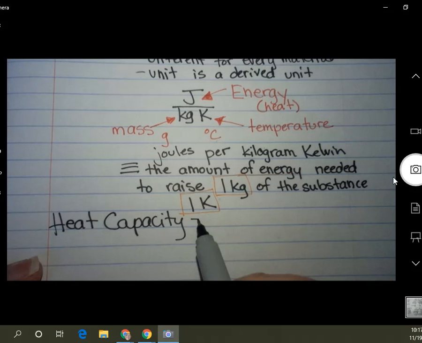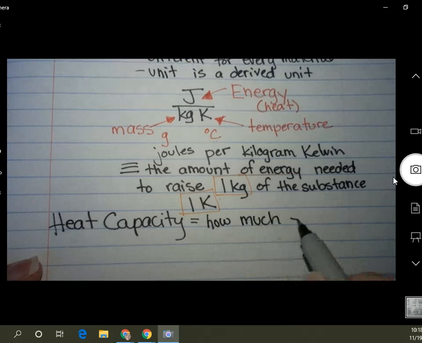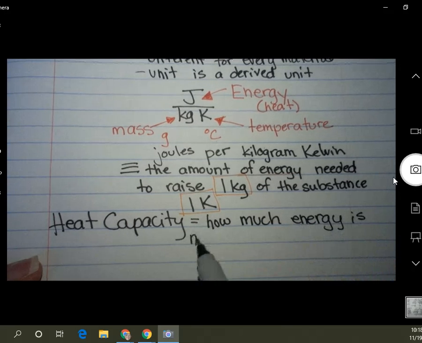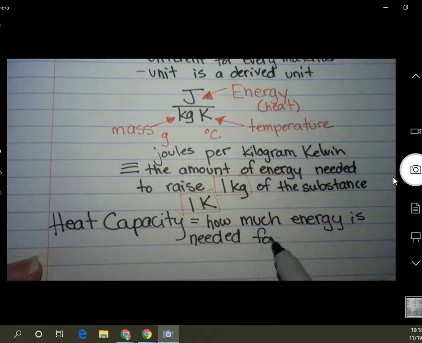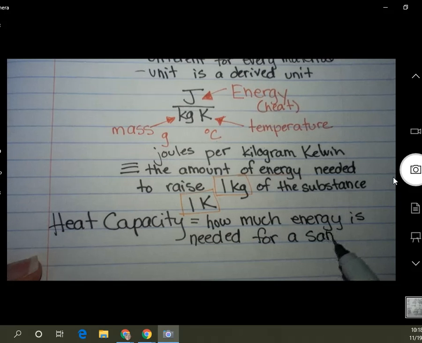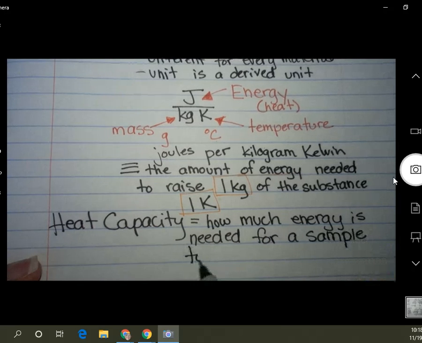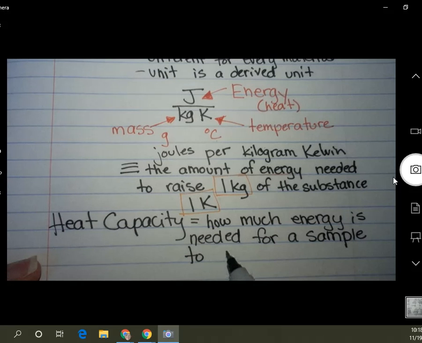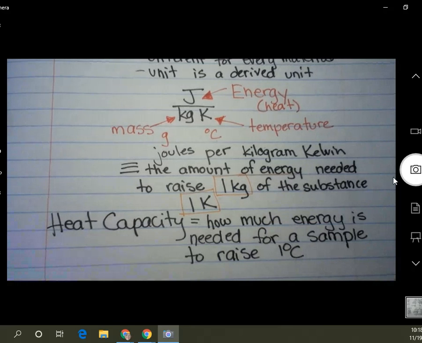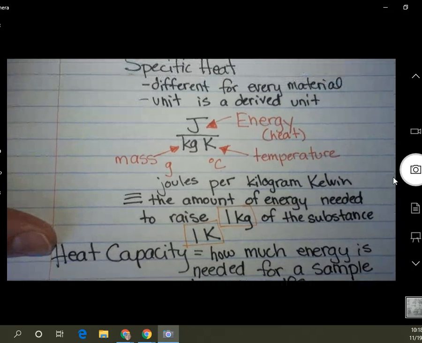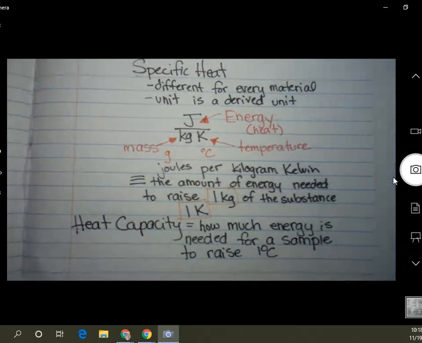Heat capacity is how much energy is needed. So it sounds a lot the same, and it is a lot the same. It's needed for a sample to raise 1 degree Celsius. So what's the difference between specific heat and heat capacity?